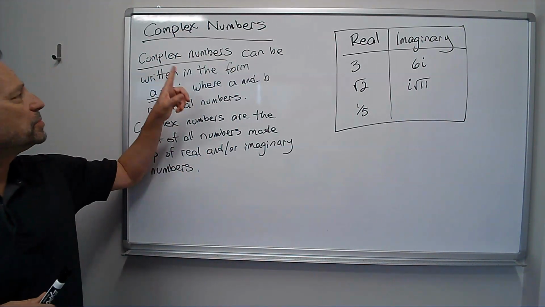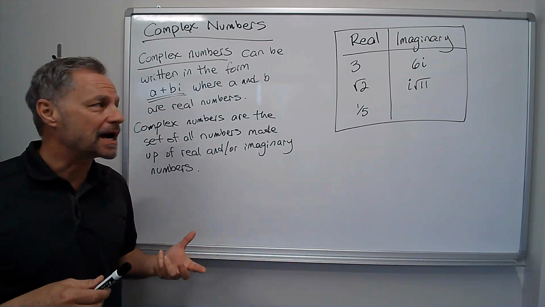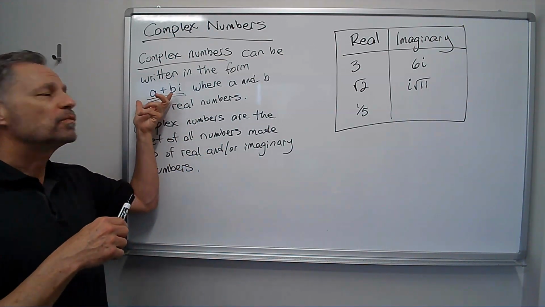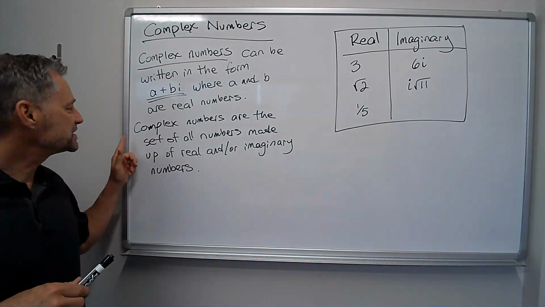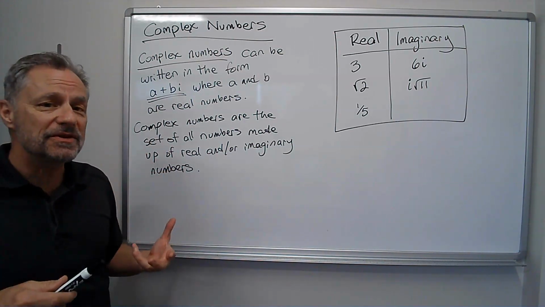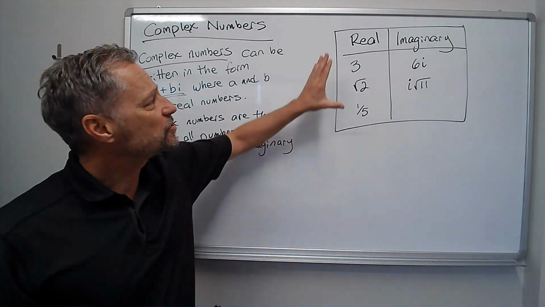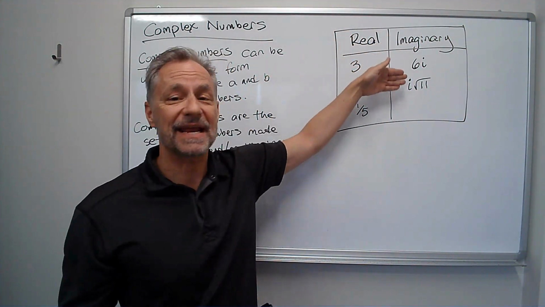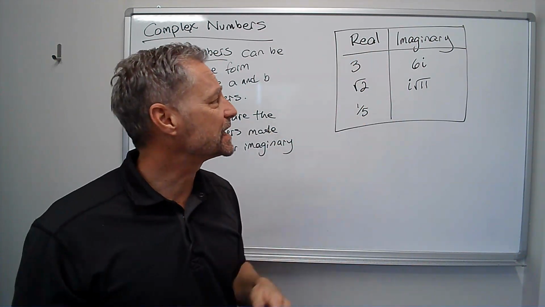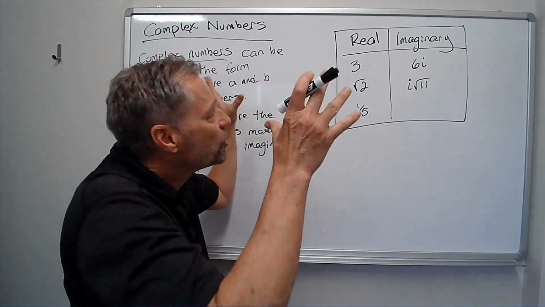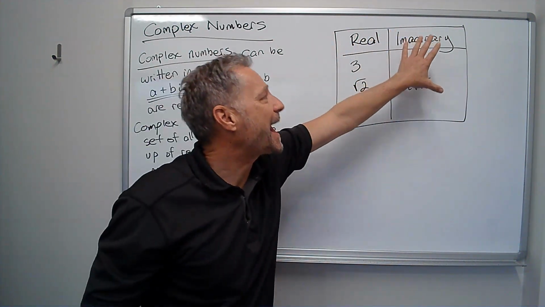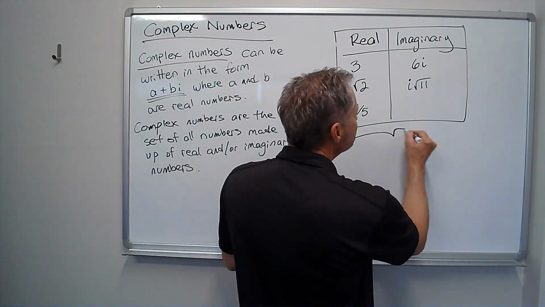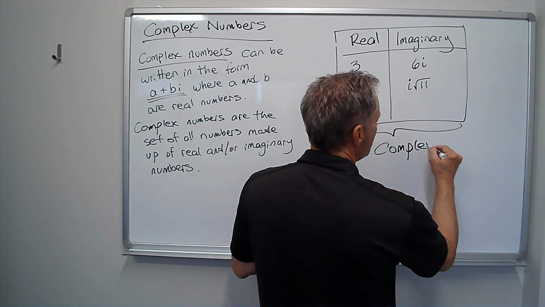Okay, so complex numbers can be written in the form a plus bi, where a and b are real numbers. Now they can both be zero, but we can always write it in this form. So the complex numbers are the set of all numbers made up of the real numbers and/or the imaginary numbers. So I've got the real numbers listed over here, and here's some examples of real numbers. Imaginary numbers have that i attached. Remember, i is the square root of -1. Well, the complex numbers are all of these, all of the real numbers, and all of the imaginary numbers, and all of the combinations. So if I list these all together, that's going to be the complex numbers.